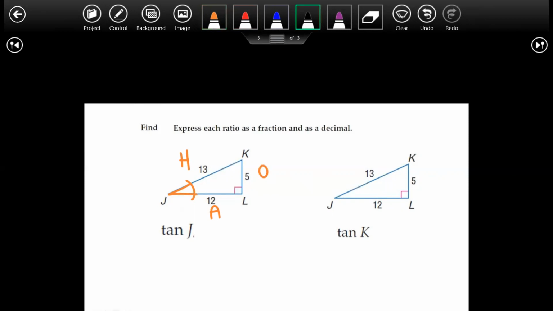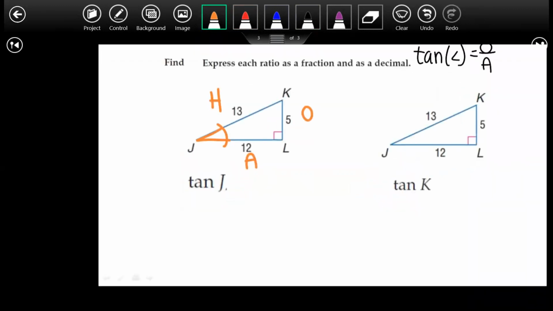What's the equation we want to use? Tangent of our angle is going to be what? O over A. Opposite over adjacent. What's the ratio then? What's the fraction we're getting? What is tangent of J? 5 over 12. What do you think the other one's going to be without even doing it? 12 over 5.